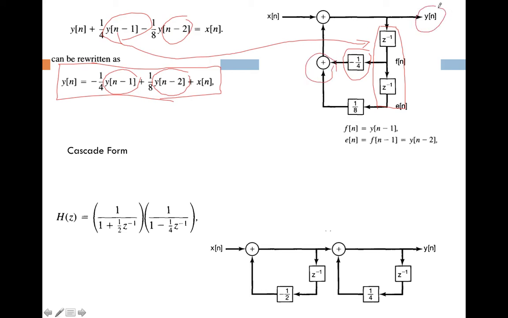This is one type of realization. This is actually called the direct form of block diagram representation. Directly we are writing.